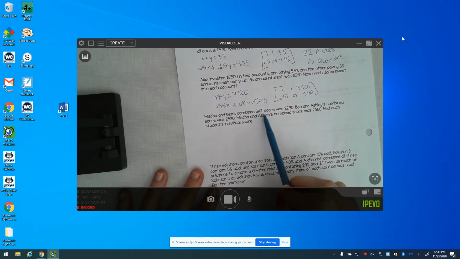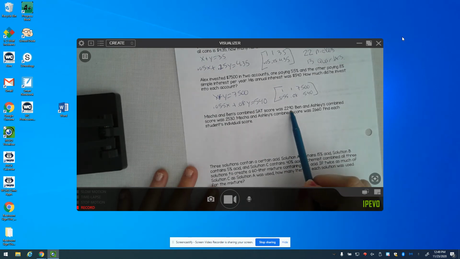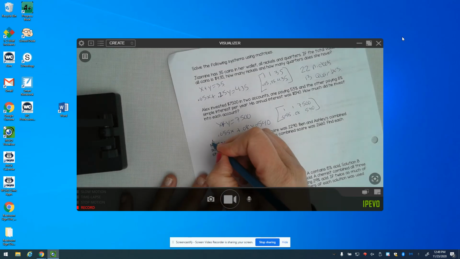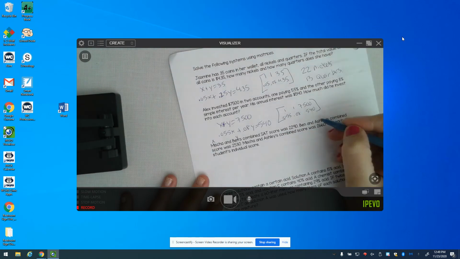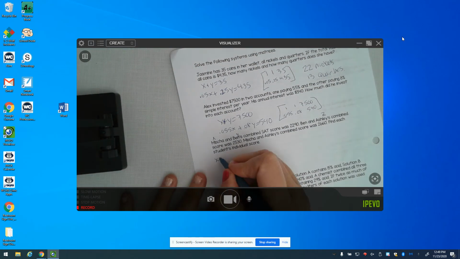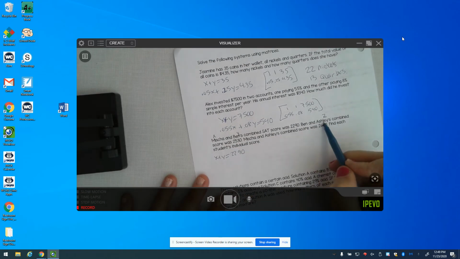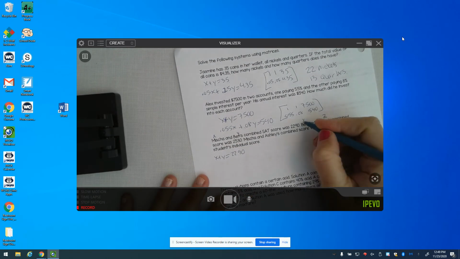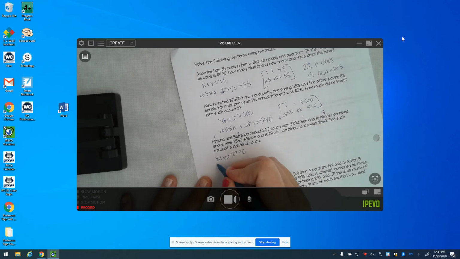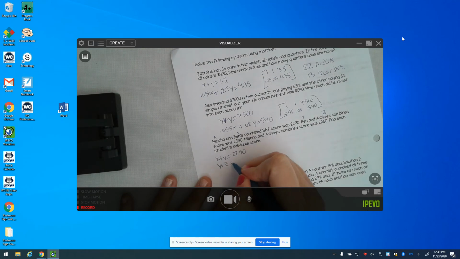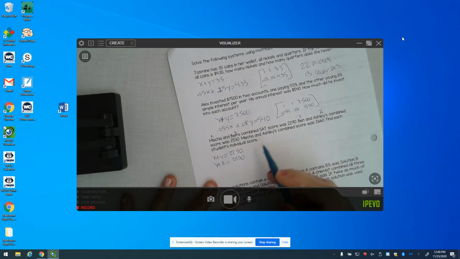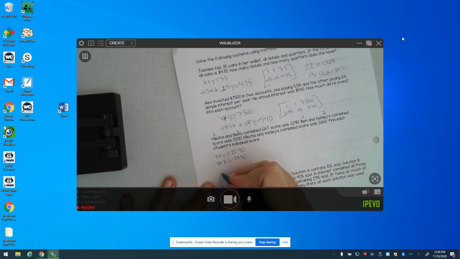So together they scored 2290. I'm going to call her X, that one Y, and Ashley I'm going to call Z. So X plus Y was 2290. And then Y and Z, that's Ben, Y and Z equals 2530.